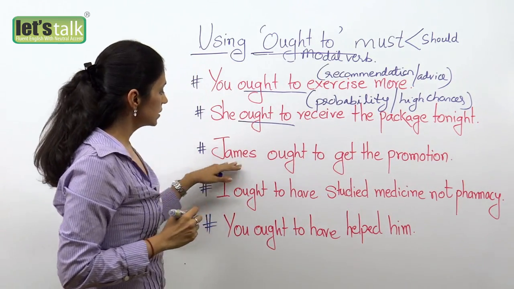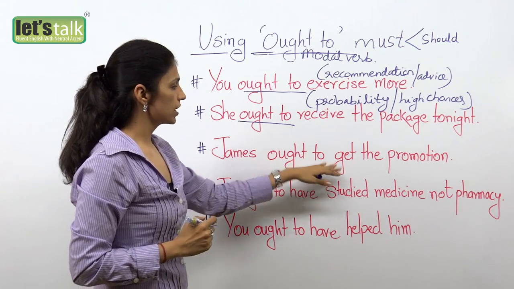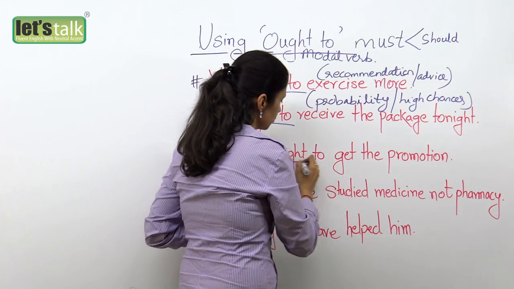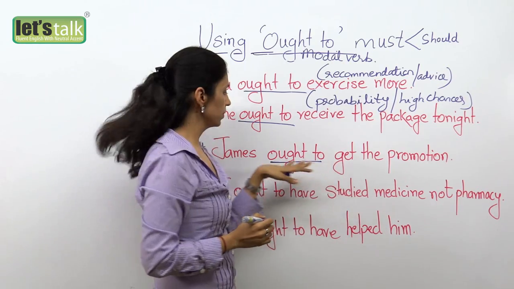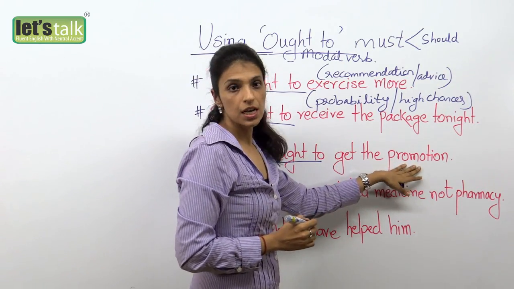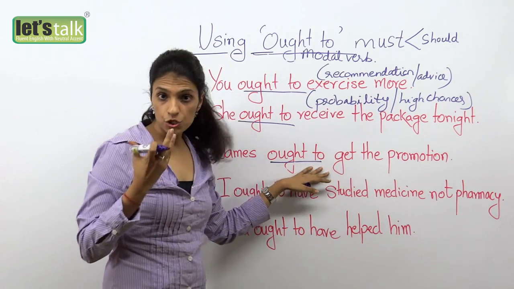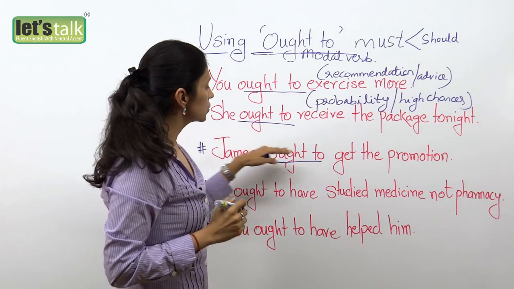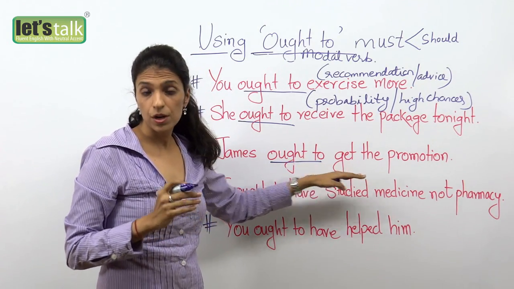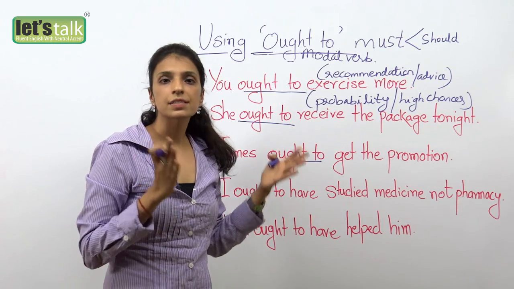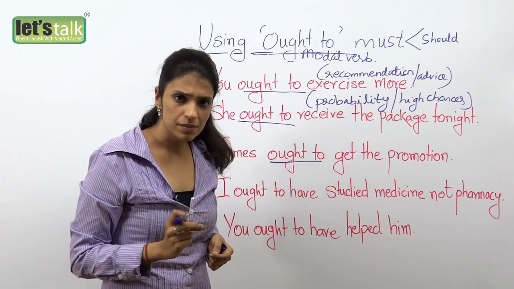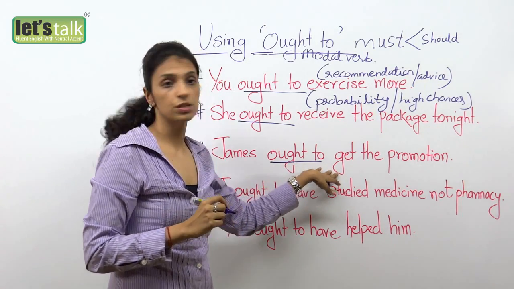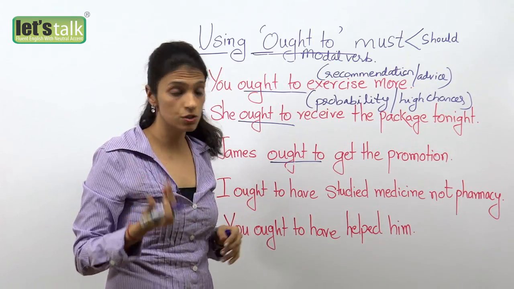Okay. My third sentence, James ought to get the promotion. So you have ought to, the verb in the present form, ought to get the promotion. Now here it shows there is an expectation. It is expected that James is going to get a promotion because he deserves it. So when there is an expectation or when something is expected, you can use ought to.